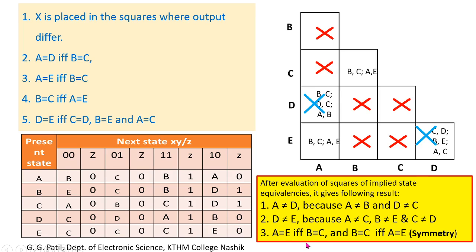So the states which are equivalent are A is equivalent to E. This is an uncrossed square. So A and E are equivalent if and only if B is equivalent to C. B is equivalent to C. And E is equivalent to C if A is equivalent to E. So this is the symmetry property of equivalent states, and by this property these state pairs are said to be the equivalent states.